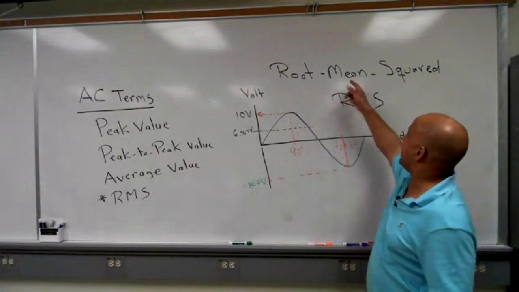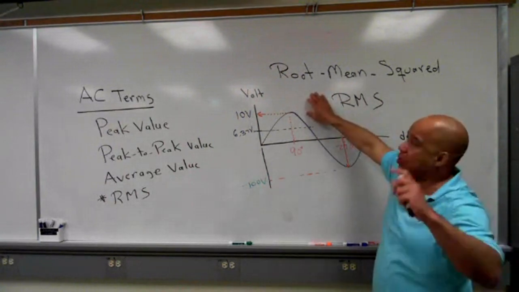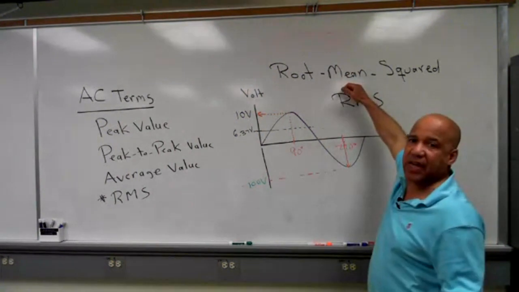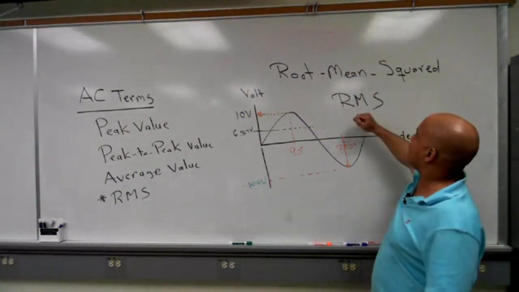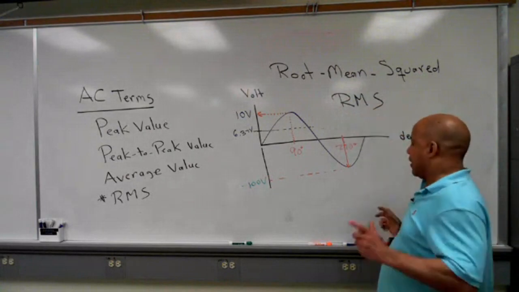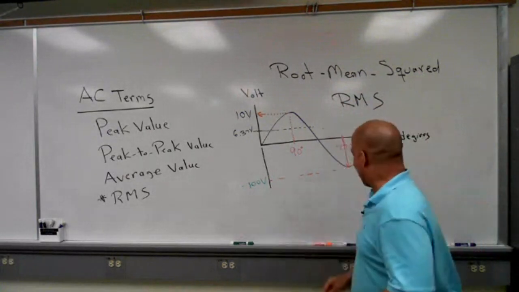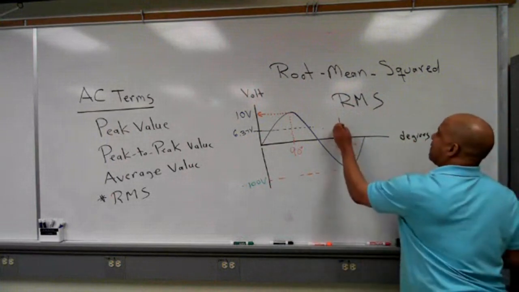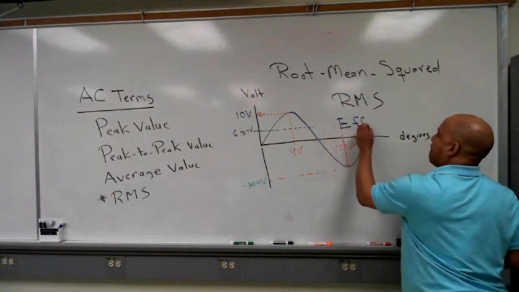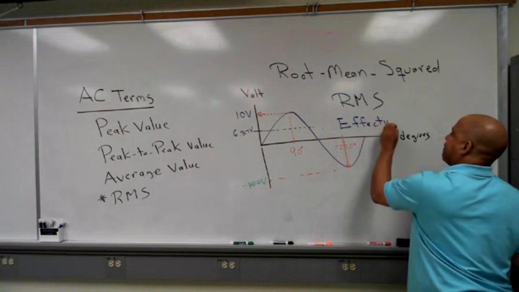They call it root mean squared. There's a root, a square root. There's some kind of average you take with some calculus or something, and then there's a square in there. So they call it the RMS value. Another thing they call it that I actually like a little better, they call this the effective value.